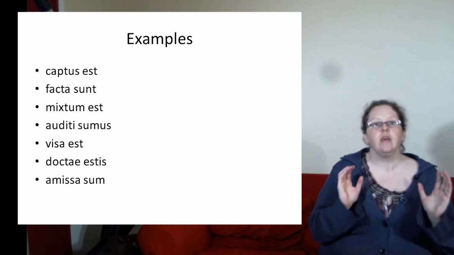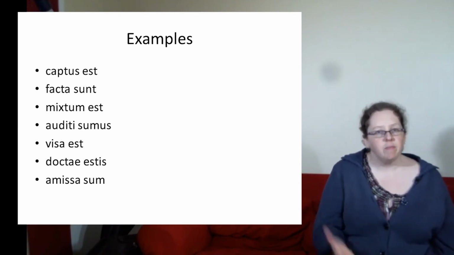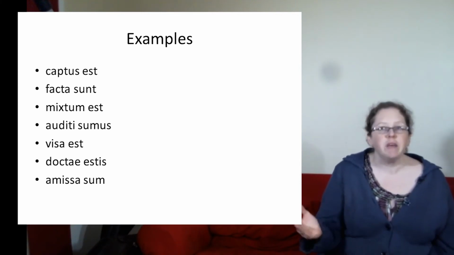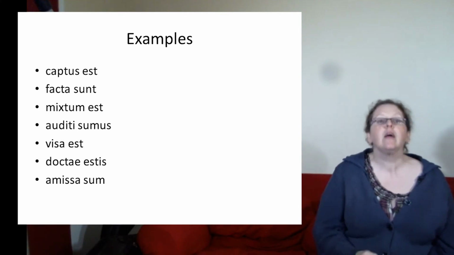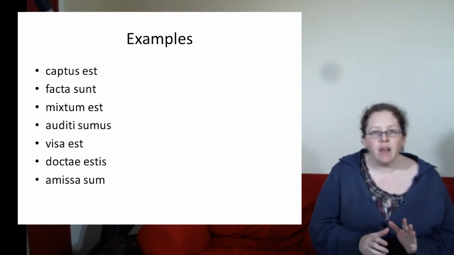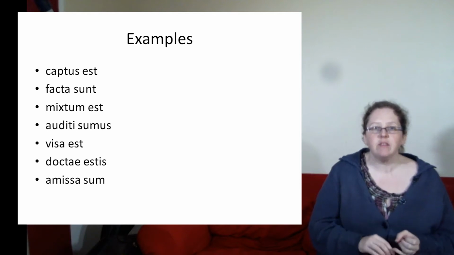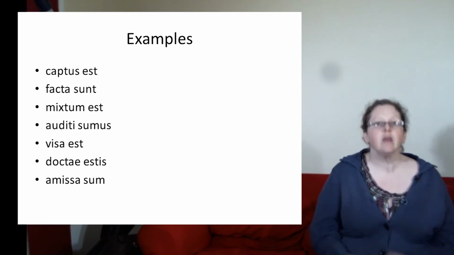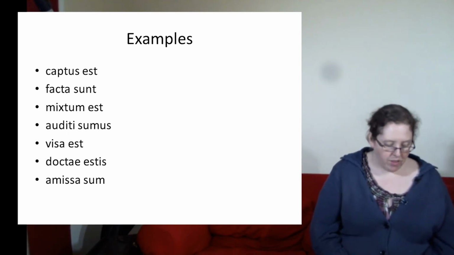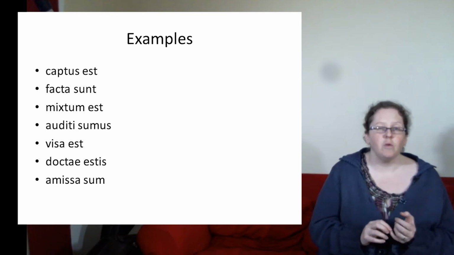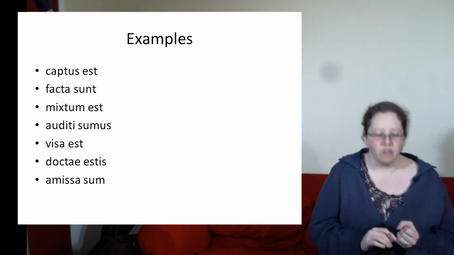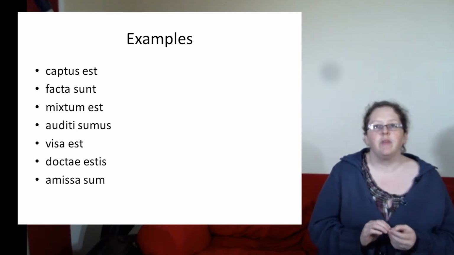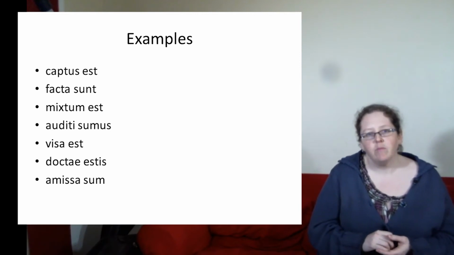So when you see the fourth principal part, captus or factum or mixtum, any of those ones that are up there, when you see that plus the present tense of the verb to be, of the verb sum, esse, fui, futurus, that means it is a passive perfect. So we'll have things like amatus sum, which would be I was loved. You could also say I have been loved.